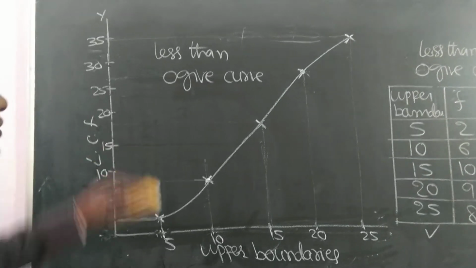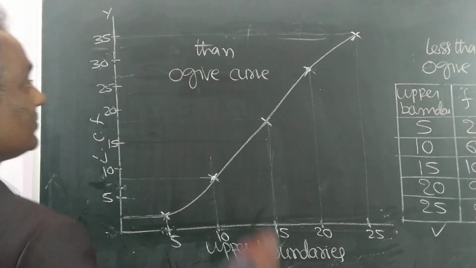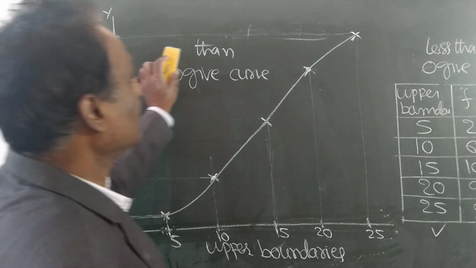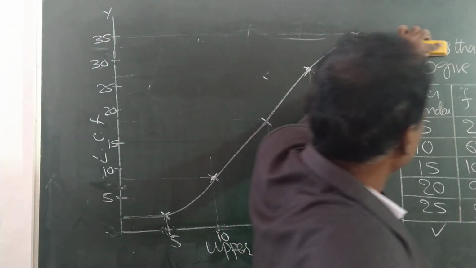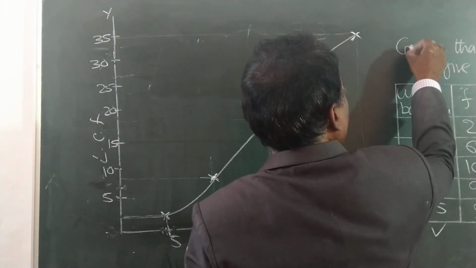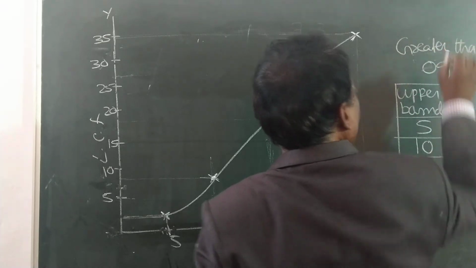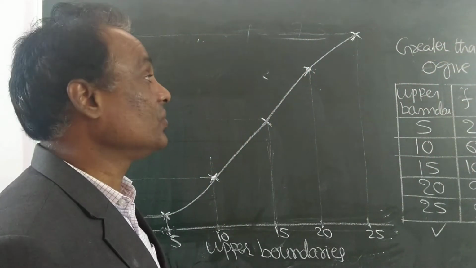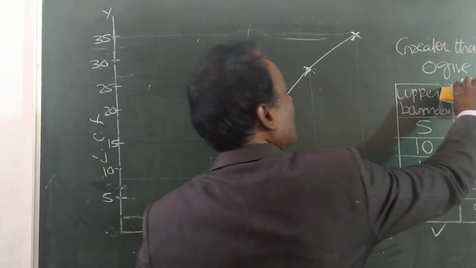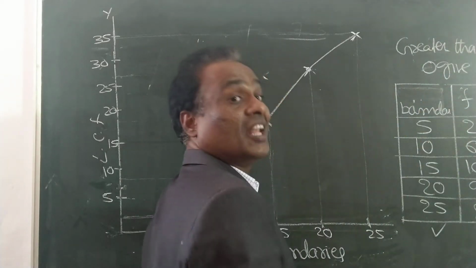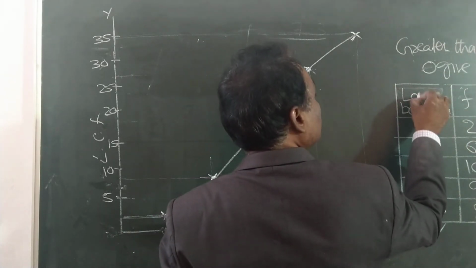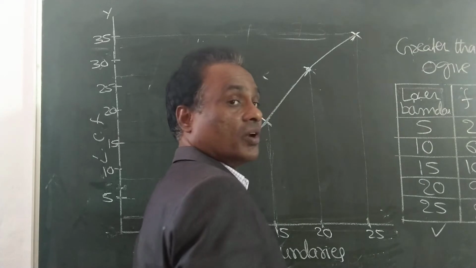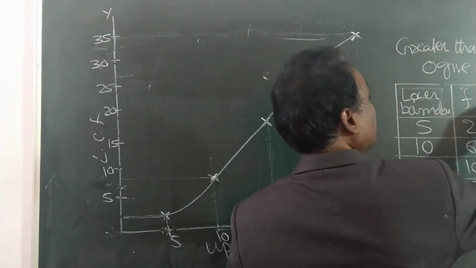Next, last question, the greater than ogive curve. How to draw the greater than ogive curve? For that, instead of upper boundaries, you have to take lower boundaries. Instead of LCF, you have to take GCF.